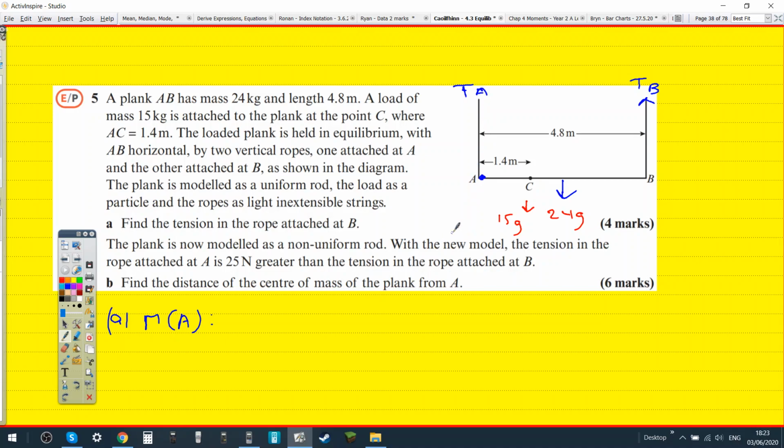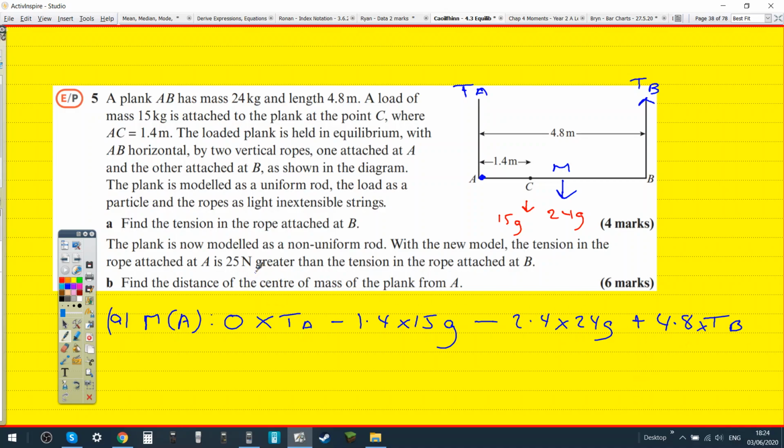Okay, proper way of doing it. What is the distance from A to A? 0. So that's 0 times tension at A. Then we said it was minus 1.4 times 15g. How about the next one? 2.4 times 24g, and that's a minus as well because it's going clockwise. So then we do plus 0 times the tension at B. No. What's the distance from A to B? 4.8. Yep. Oh yeah, because it's about A.